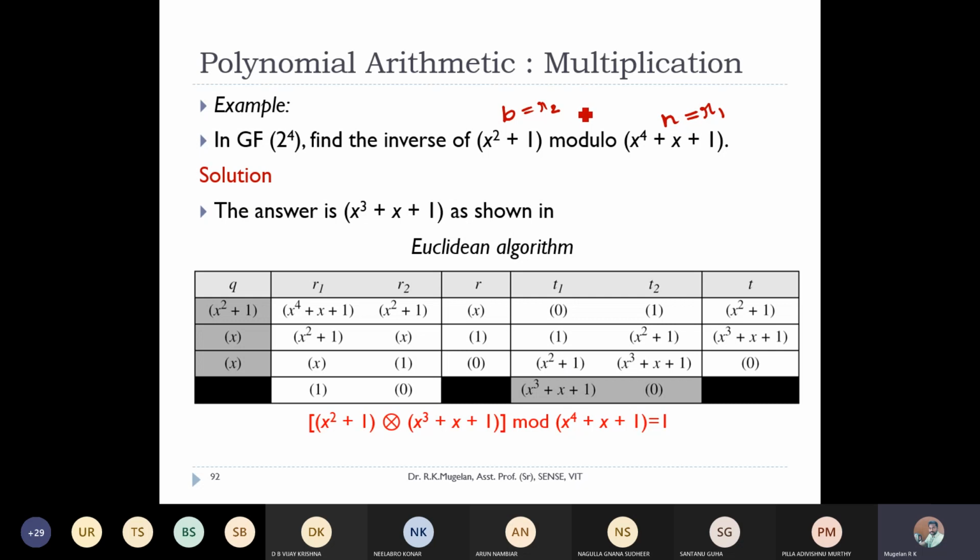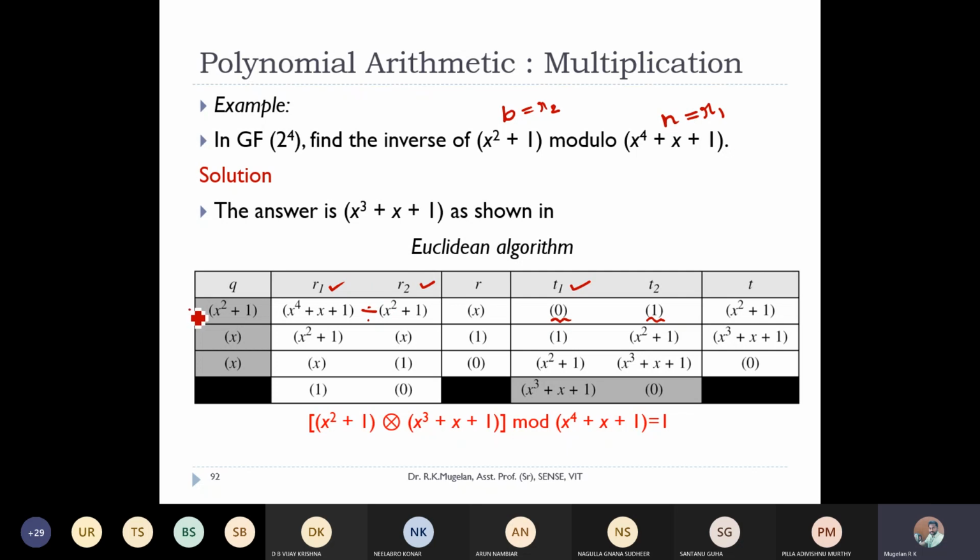This is where you will be finding the multiplicative inverse. Here you can see how this works. R1 is taken, R2 is taken, and the value of T1 will be initialized to 0 as we already discussed. T2 will take the value of 1. Now I'm going to divide this one with this one.